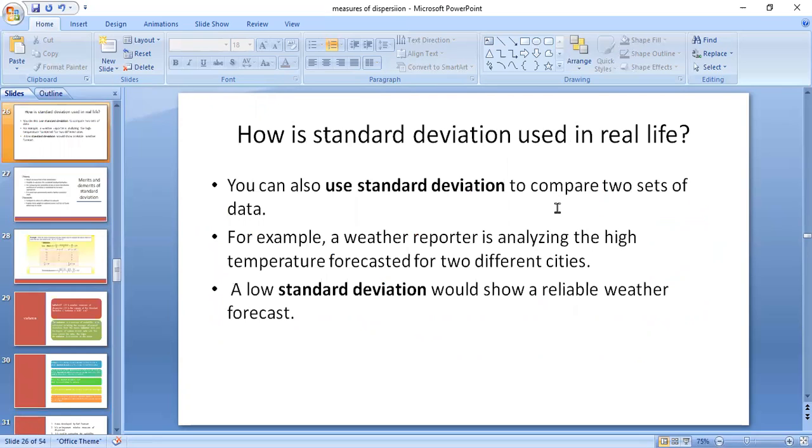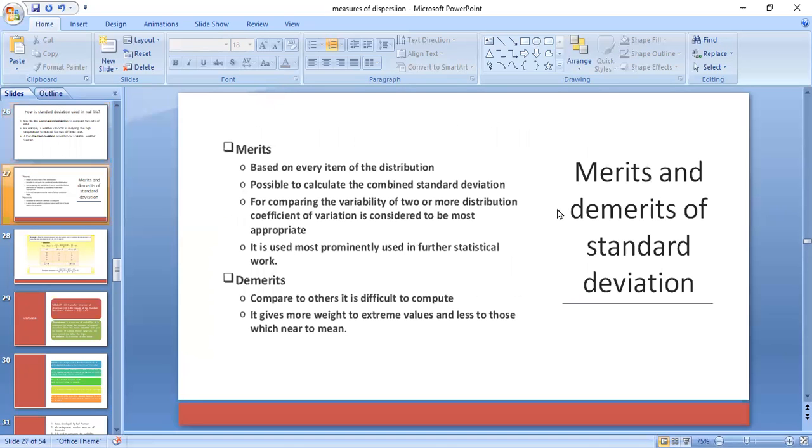Now, how is standard deviation used in real life? You can also use standard deviation to compare two sets of data. For example, a weather reporter is analyzing the high temperature forecasted for two different cities. A low standard deviation would show a reliable weather forecast.